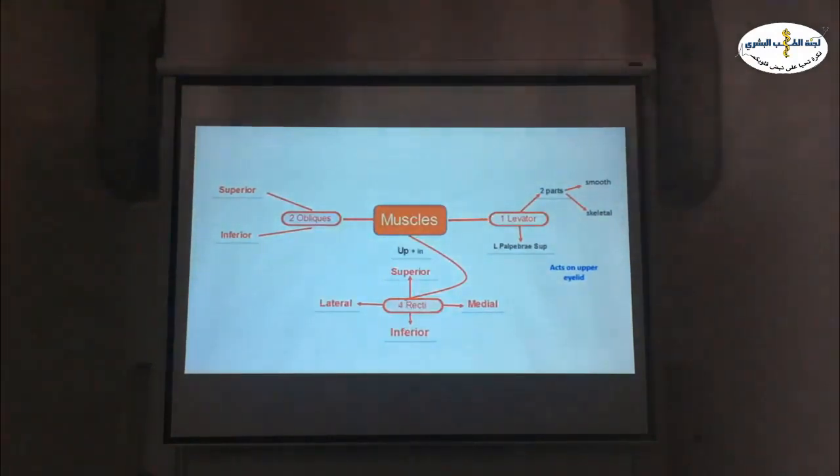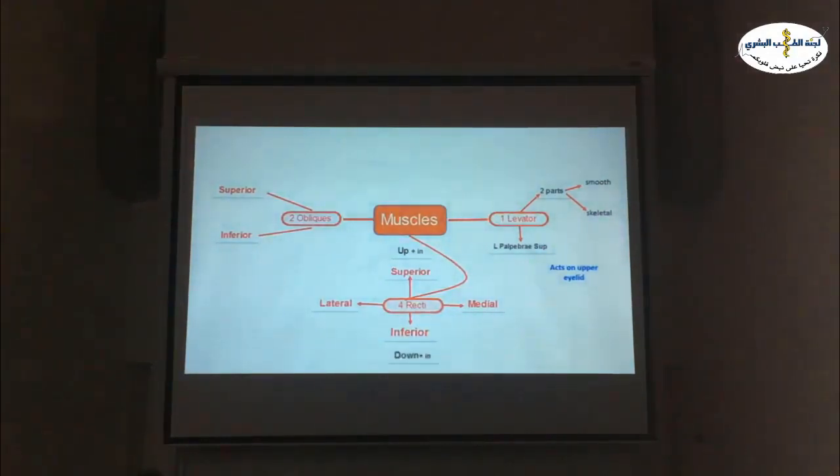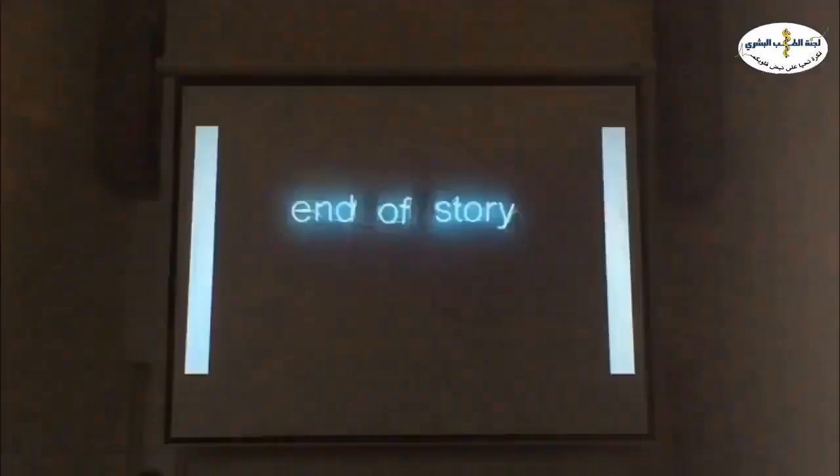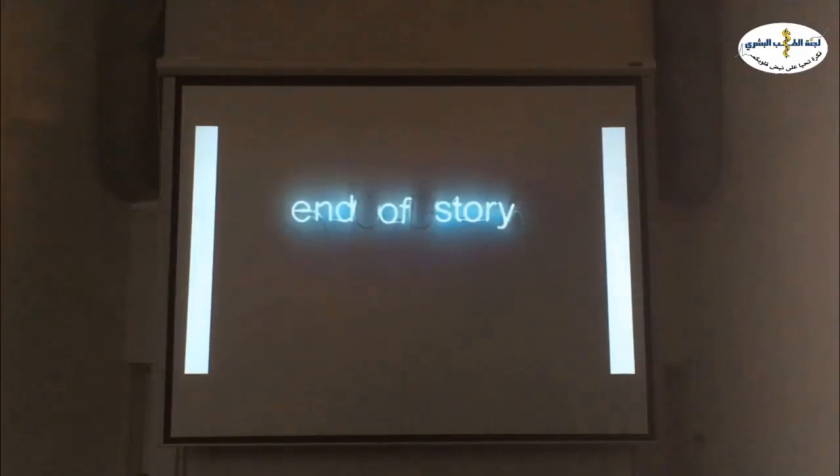Superior rectus looks up and in. Inferior rectus is down and in. Superior oblique is down and out. Inferior oblique is up and out, and in torsion. Okay? End of the story.